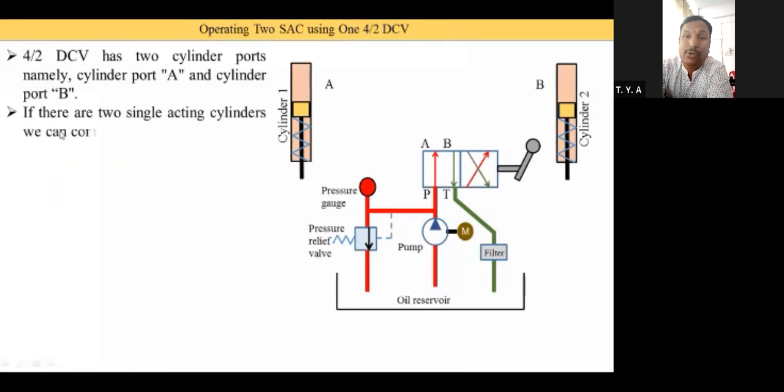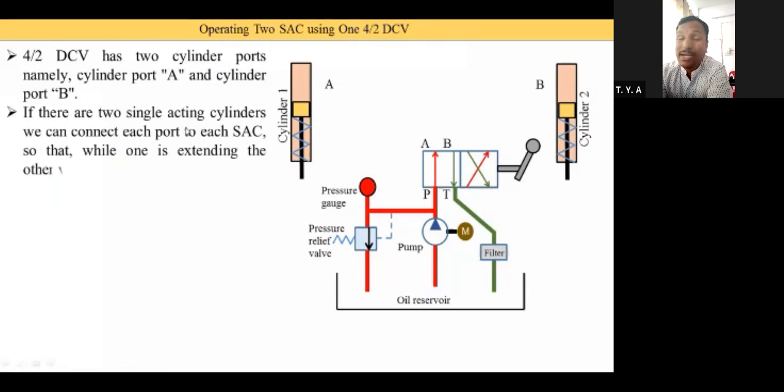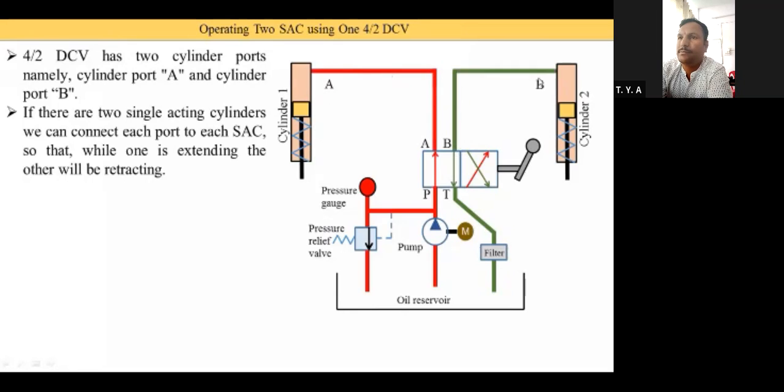Okay, so if there are two single acting cylinders, we can connect each port to each single acting cylinder, so that while one is extending, the other will be retracting. That means we know that in a single acting cylinder only one port is there. So in cylinder 1 there is one port, in cylinder 2 one port. Here you see in the directional controller we have two ports A and B. So we connect the cylinder 1 port with this A and cylinder 2 is connected with this port B. So here we draw the lines. A line means it is the pipe connection, and from the B port we connect cylinder 2.